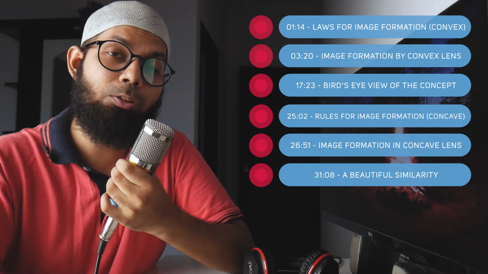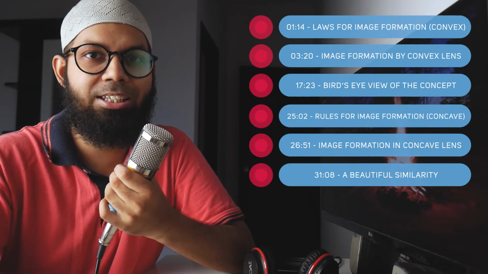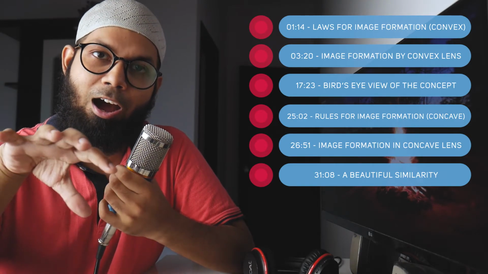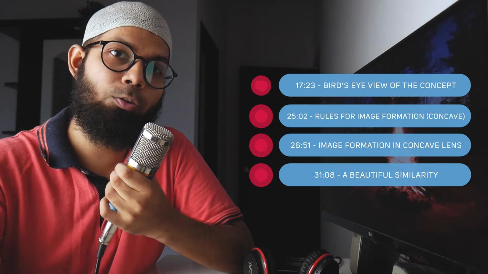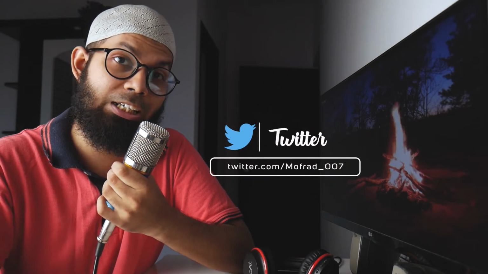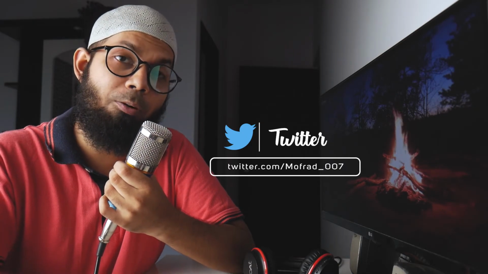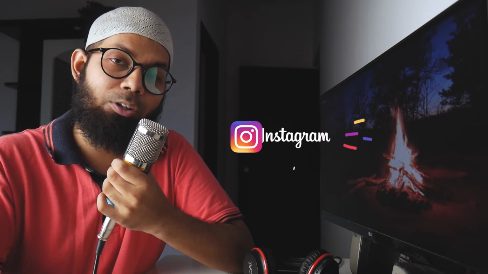Then after that, we'll be looking into the rules for image formation in a concave mirror. After learning the rules, we'll be applying that rule in order to see where the image will be formed when we move the object in front of the concave mirror. And similarly, we'll be looking into the properties of the image that is formed for the concave mirror.